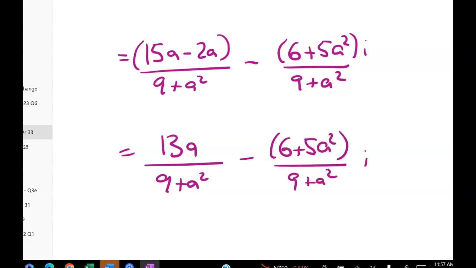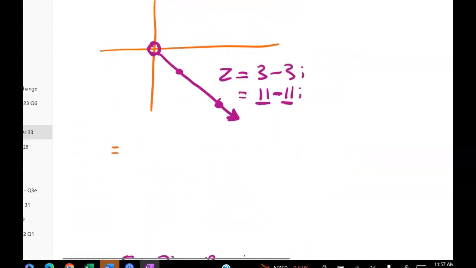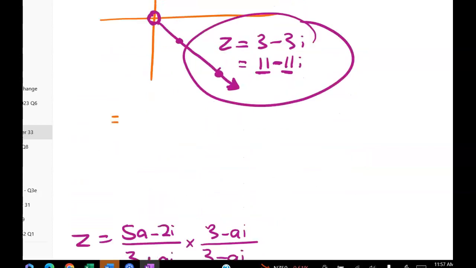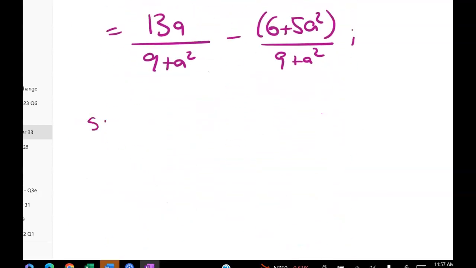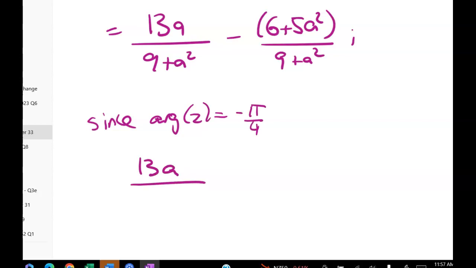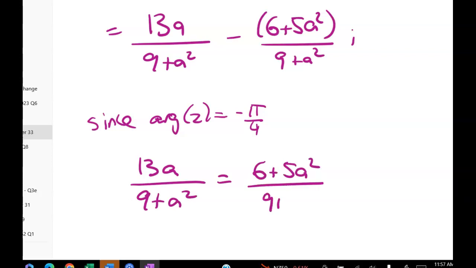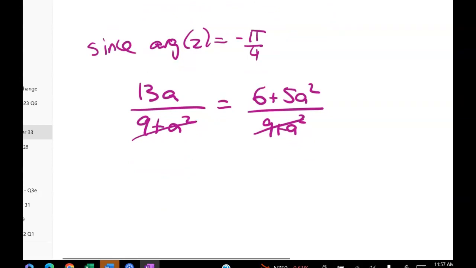So that still looks a little bit daunting until we go back to our picture and realize that all we've got to do now is use this fact here, right? So since the arg of z is equal to negative pi on 4, we know that 13a over (9 plus a squared) has got to equal (6 plus 5a squared) over (9 plus a squared). And we can times both sides through by that, and that leaves us with a babyish quadratic.